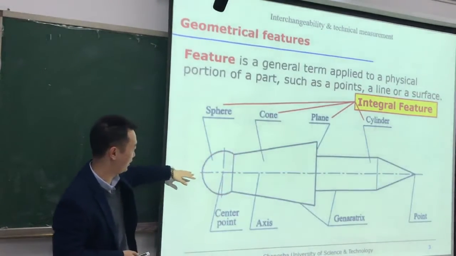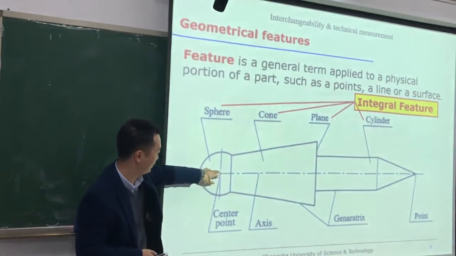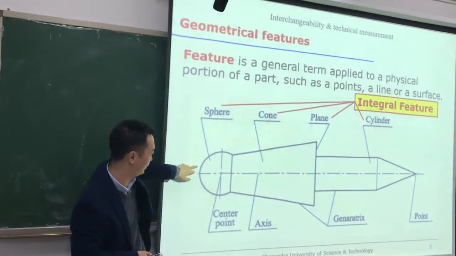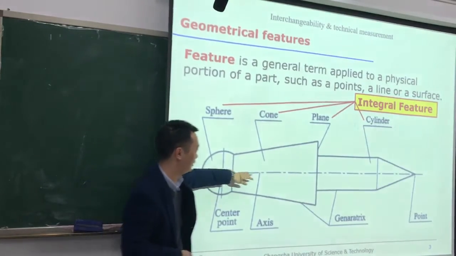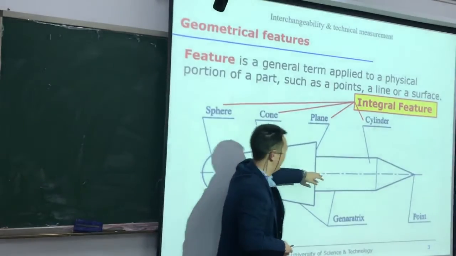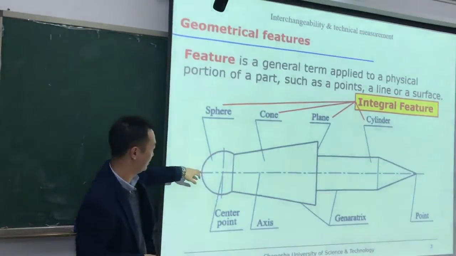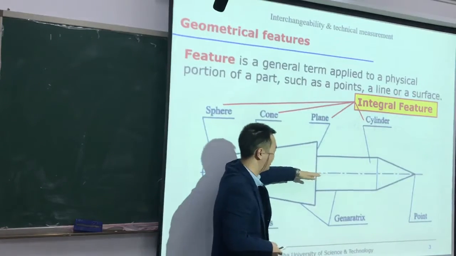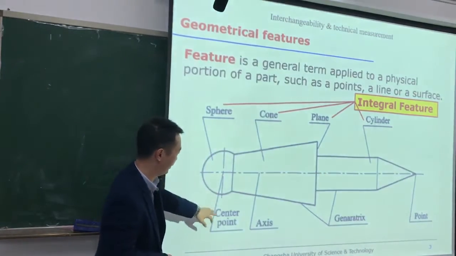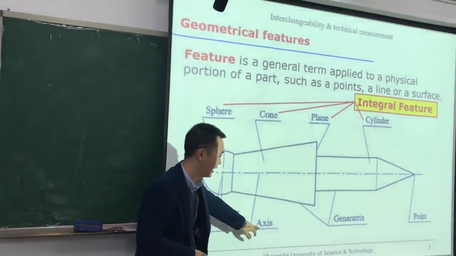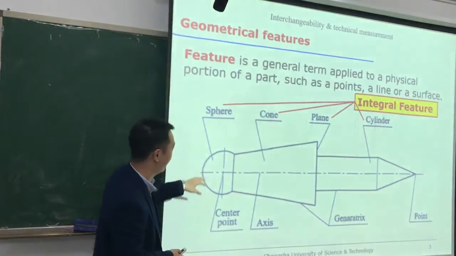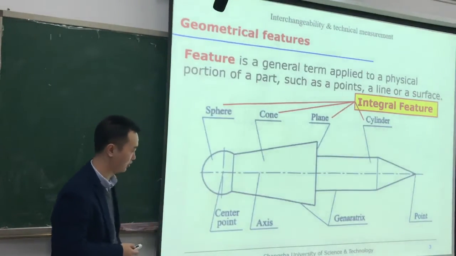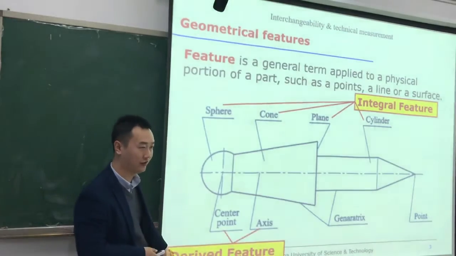We also have the center point of this sphere and the center line of these workpieces. They don't really exist, but they are the center line and the center point. So the center point and the axis are also features. They are not called integral features. They are called derived features.